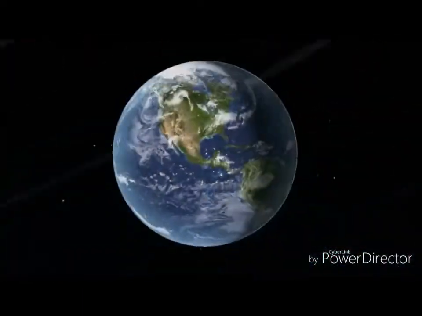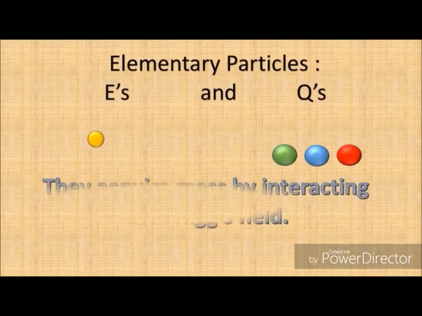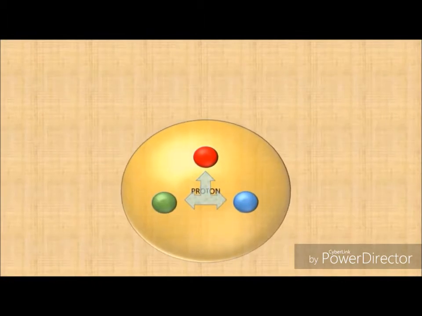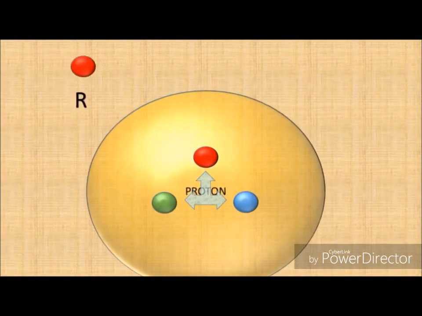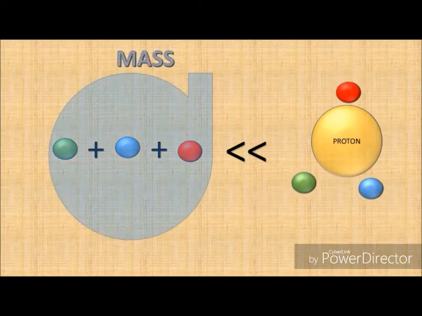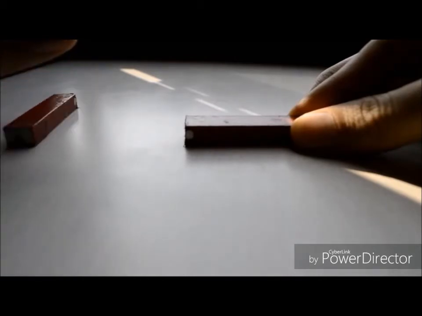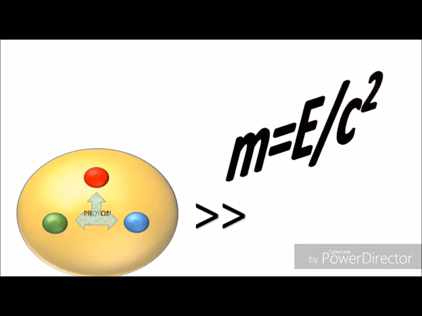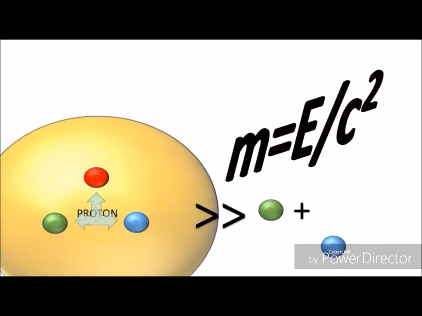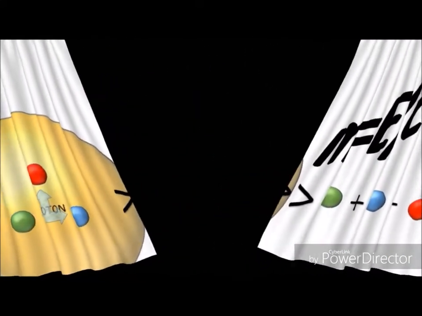Does it mean our 100% mass is because of interaction of elementary particles with the Higgs field? Let's find out. Assume E's and Q's to be elementary particles. A proton is made up of three such Q's. Let's call them R, G and B. Here is an interesting thing: the sum of the masses of these individual Q's is much smaller than the proton which contains them. Why? Consider these two magnetic bars. We require energy to hold them as they push each other. In a similar fashion, the glue that binds these Q's to make a proton has its own energy, and the relation m is equal to E by c squared answers why the proton is more massive than the three individual Q's.